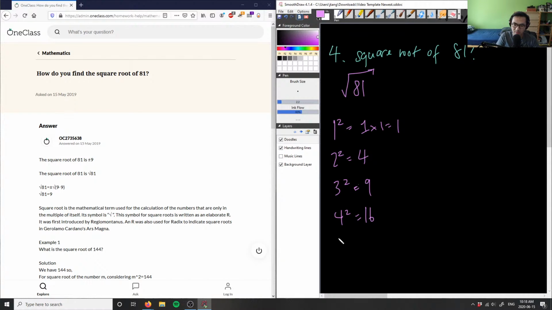4 times 4 is 16. 5 squared is 5 times 5, which is 25. 6 squared is 6 times 6, which equals 36. And I'll move on to the side. 7 squared here is 49, because 7 times 7 is 49.